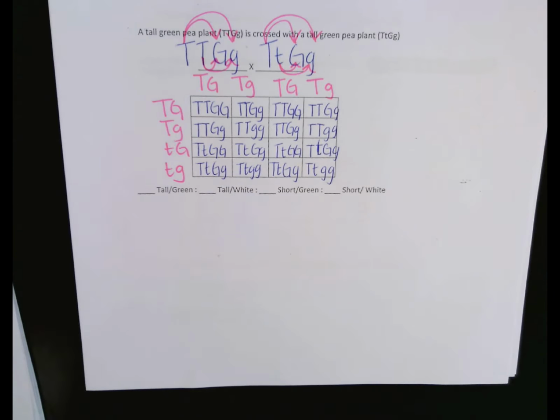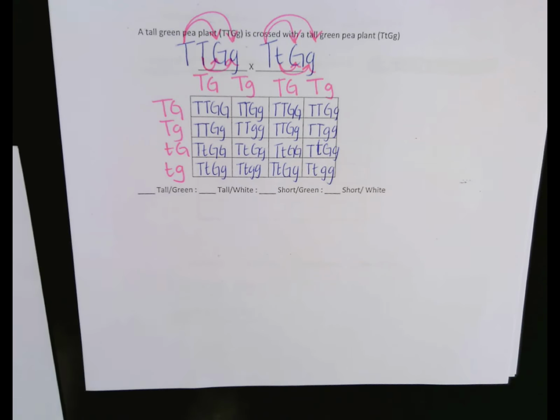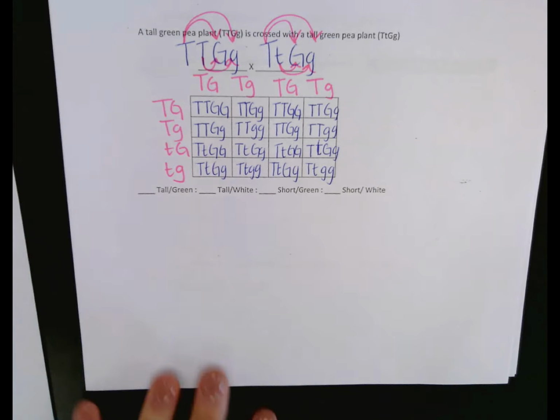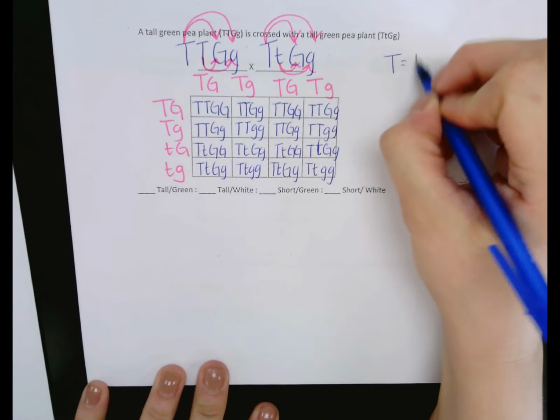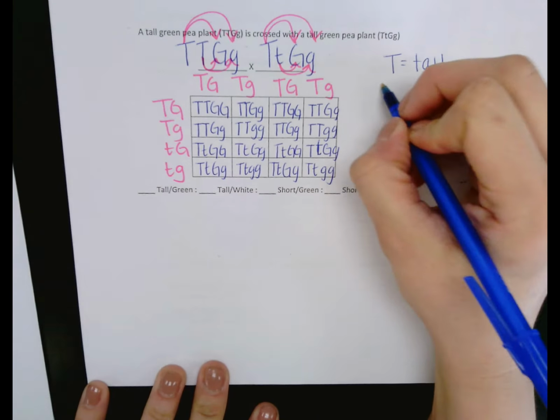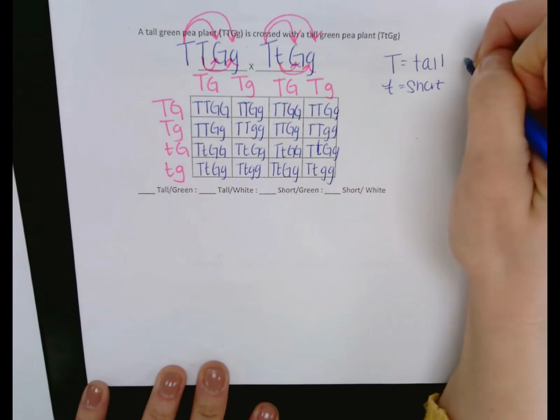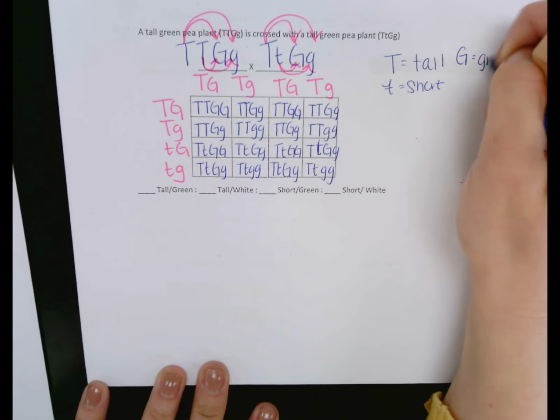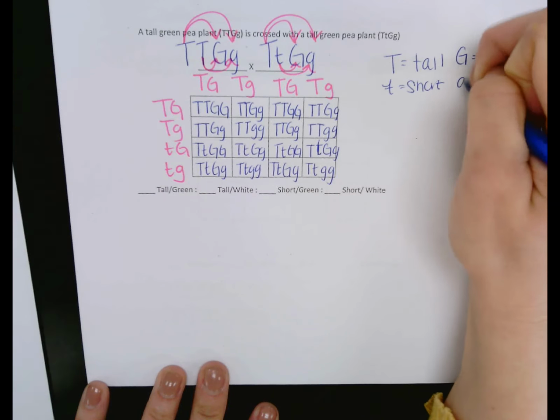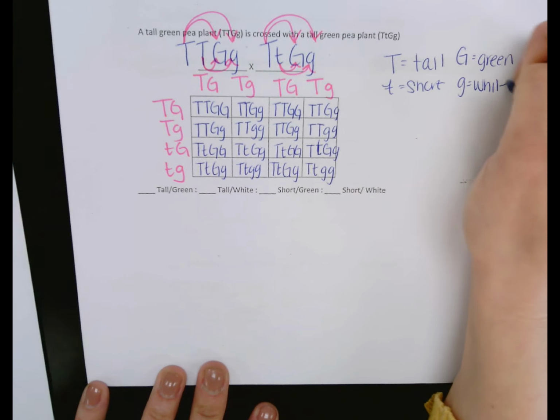All right. The next thing I do to help myself identify what each of these traits are, because it's kind of daunting, is I review what each of these means. Okay, so we know big T is equal to tall. We know little t is equal to short. We know that big G is equal to green. And we know that little g is equal to white.